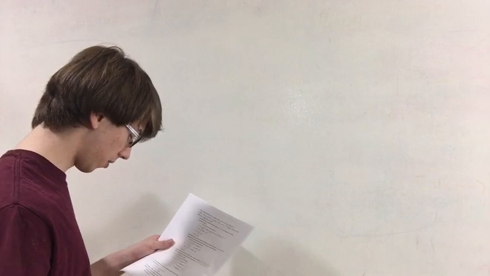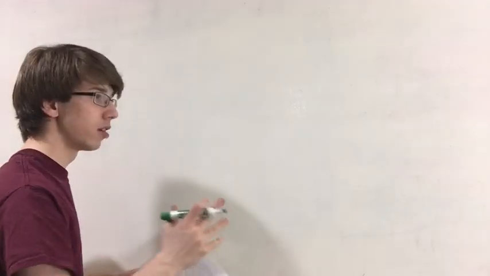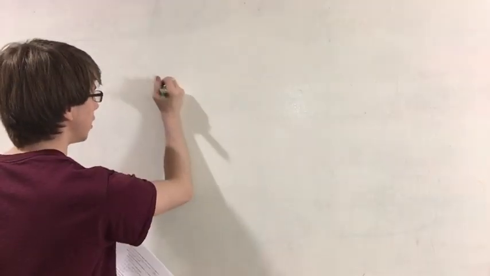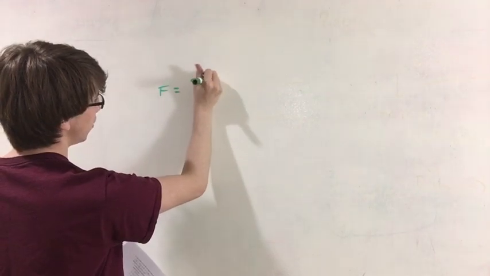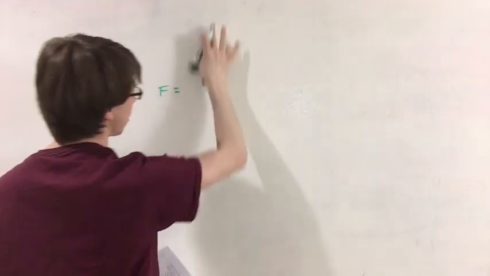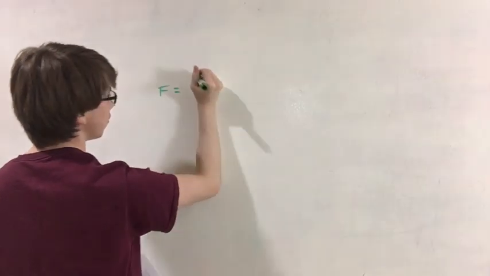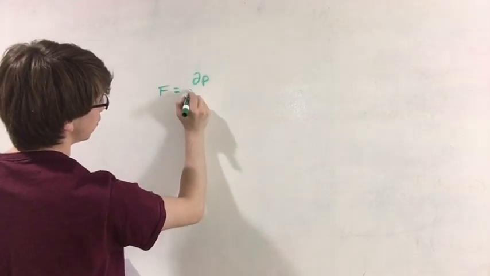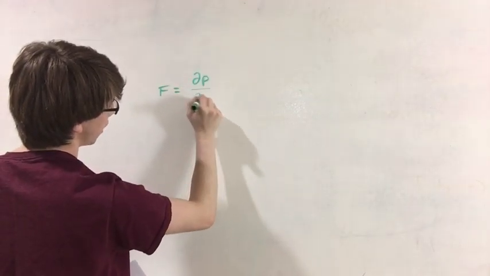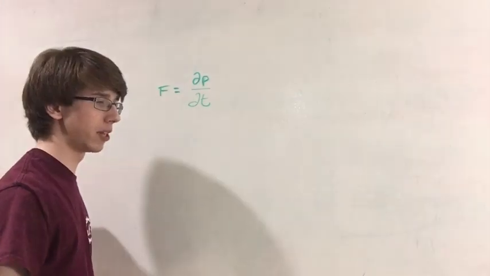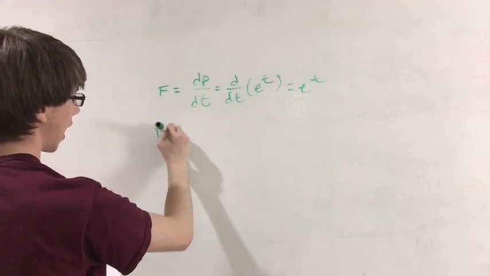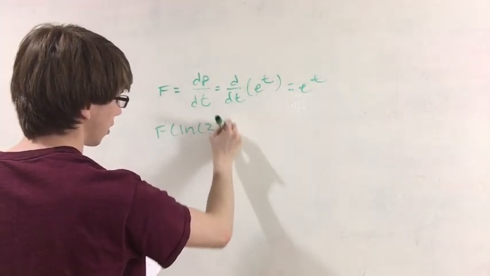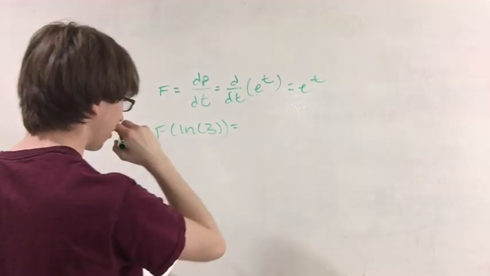Find the force acting on an object with mass m over ln of 3 seconds with a momentum p equals e to the t. Okay, well, our relationship between the force and the momentum is the force is equal to the derivative of p. Sorry, because p is represented using velocity, we're going to have to do this. The derivative of p with respect to time. The partial derivative of p with respect to time. Our force at ln of 3, at time ln of 3, right?